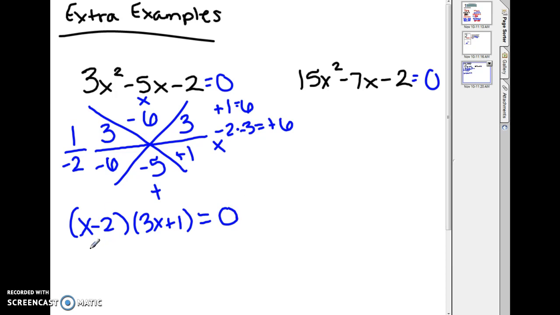And now I set up each one. x minus 2 equals 0. 3x plus 1 equals 0. To solve this one, I add 2. So that cancels, and you get x equals 2.